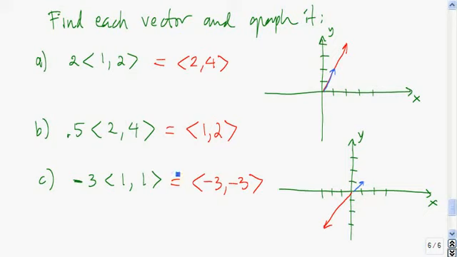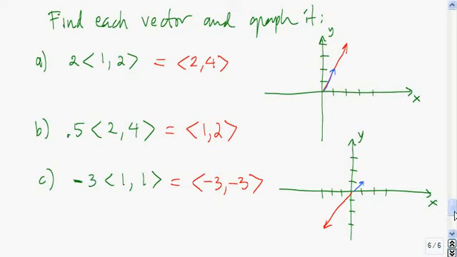Okay, this is what you should have gotten for the last example. The negative 3 times the vector 1, 1 is the vector negative 3, negative 3. So that's the vector plotted in red here. We can compare it to the original vector 1, 1. So we see this is the direction that 1, 1 is pointing. And because of this negative right here, the vector negative 3 times 1, 1 is pointing in the exact opposite direction. The fact that the vector is pointing in the opposite direction is due to the negative sign. The fact that it's longer than the original vector is due to the 3 here.